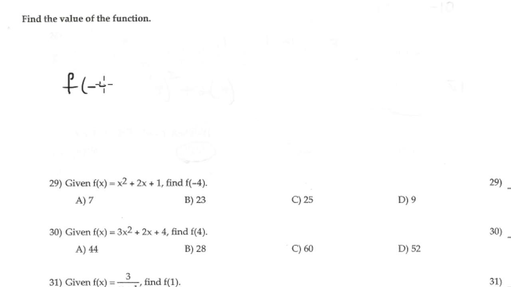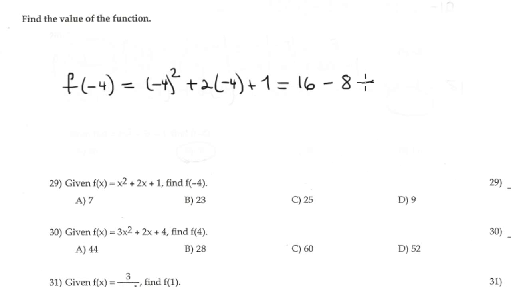Okay, 29, again evaluate at negative 4, a different equation. It's negative 4 squared plus 2 times negative 4 plus 1. Negative 4 squared is always positive 16. A negative number raised to an even exponent is positive. Minus 8 plus 1. 16 minus 8 is 8, plus 1 is 9. And the answer is option D.